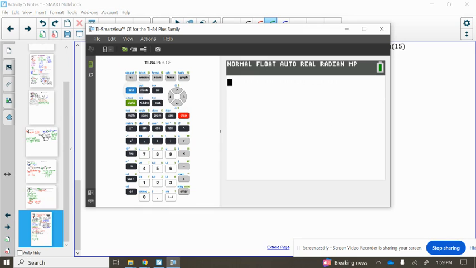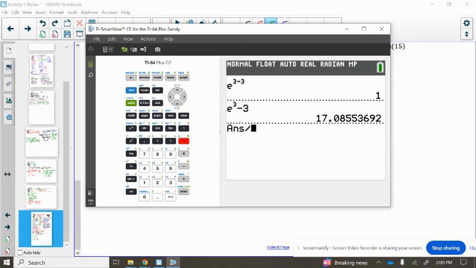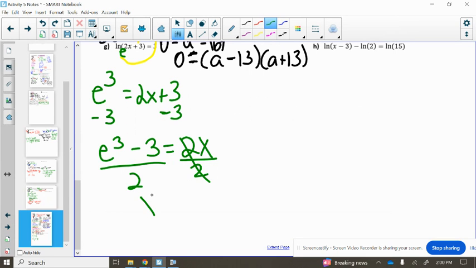So I'm going to take e to the third power, and I'm going to subtract away from it 3, outside of the parentheses. And then I'm going to divide that value by 2 to get x completely alone, and I get about 8.543 for my value of x.